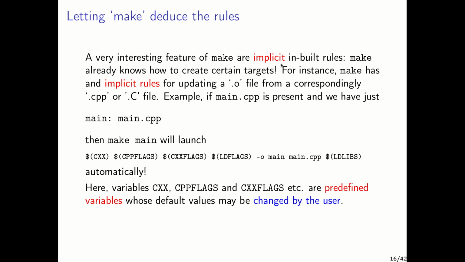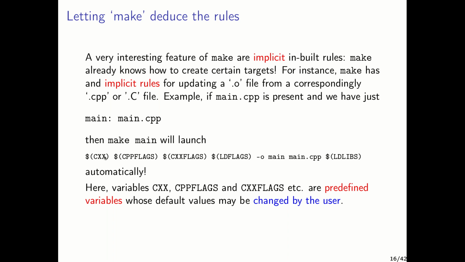Because Make has implicit built-in rules. Make already knows how to create certain targets. For instance, Make already has an implicit rule to update a .o file from a corresponding .cpp or .uppercase-C file. For example, if main.cpp is present in your directory, and in your makefile you have just main: main.cpp with nothing else, and you say make main, Make will launch this automatically.